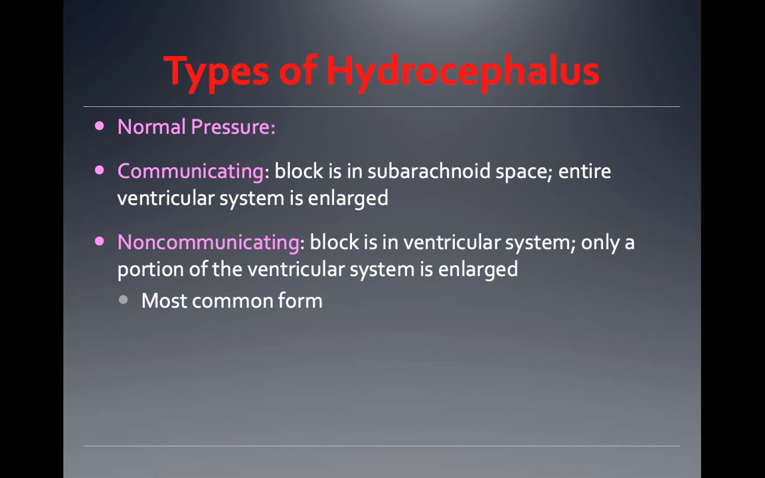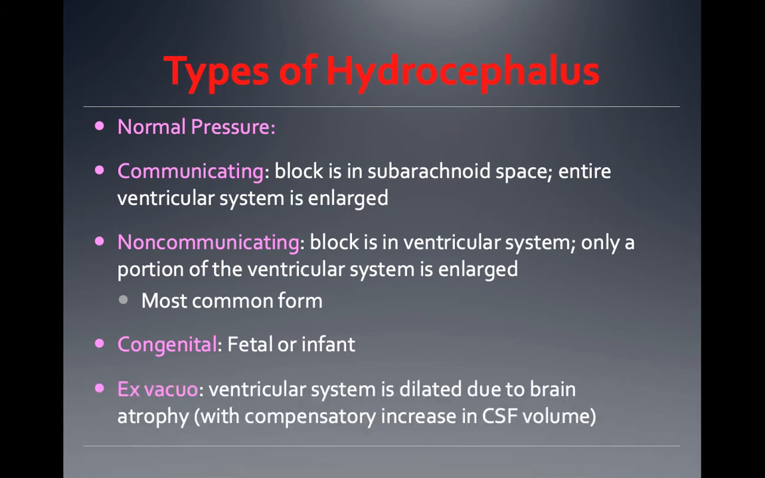And then you have non-communicating. Oh, by the way, in communicating, and I'll show you some pictures of this, the entire ventricular system, lateral, third, fourth ventricles are enlarged. In non-communicating, the block is in the ventricular system and only a portion of the ventricles are going to be enlarged. And this is the most common type. And then, of course, we have congenital, which is fetal or infant hydrocephalus. And then this can all lead to something called ex vacuo, where the ventricular system is dilated, and this is due to brain atrophy. And then because of that, you make extra cerebrospinal fluid.